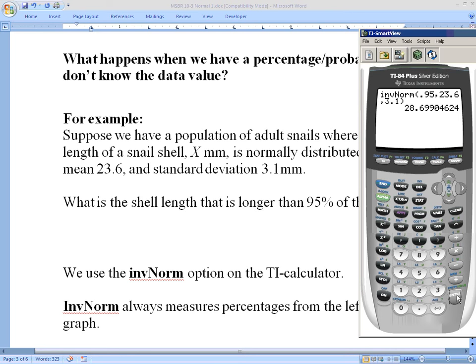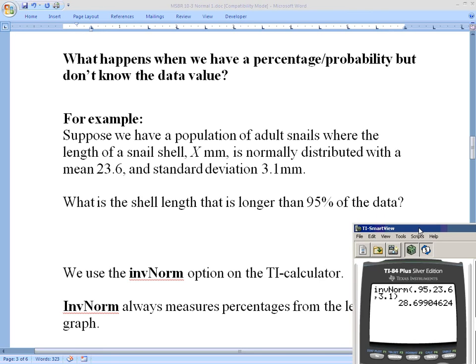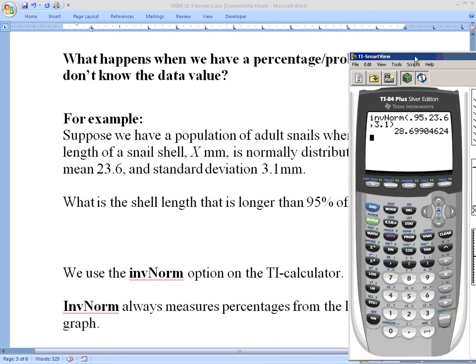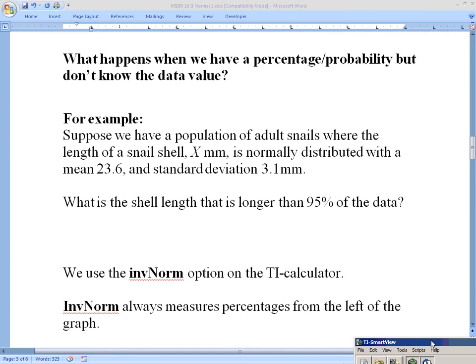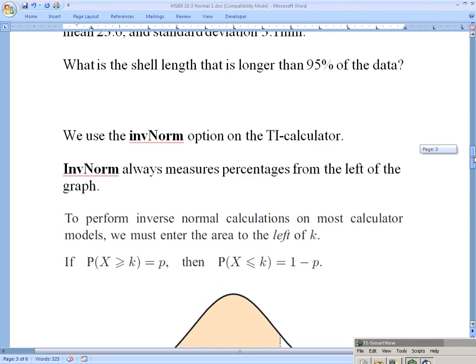So again, going back to the original question, it said, snail population, what shell length is longer than 95% of the data? So if I was a snail and my shell was 28.7 millimeters, I would have a bigger shell than 95% of all the other snails. And that's what that says. All right. So that's the main idea of today's lesson, using that inverse norm.